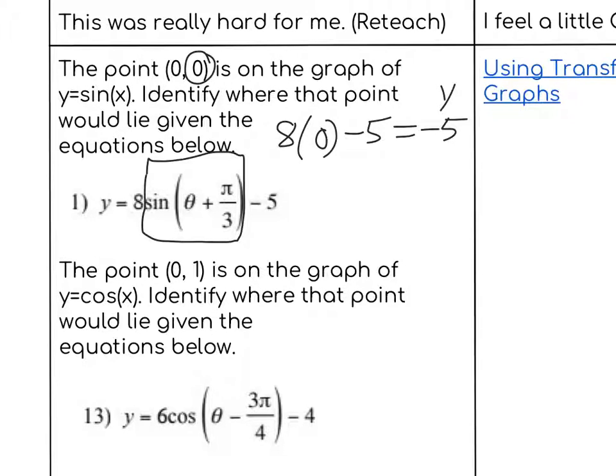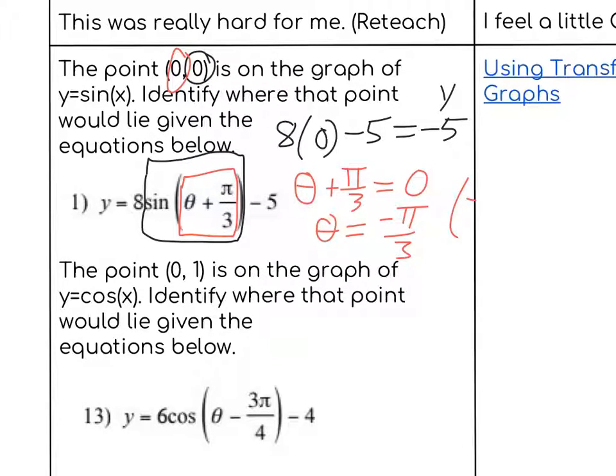For the x value, what we do is take a look at the inside of this and set that equal to our original x value. This is the same thing we've been doing to find these values, but this is a little bit more explicit for one particular point. So here we've got theta plus pi over 3 is equal to 0. That means that theta is equal to negative pi over 3. That's our x value. So we're looking at the point negative pi over 3, comma, negative 5.